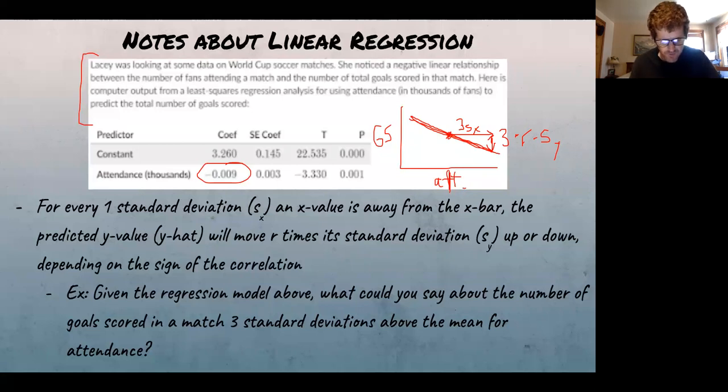So how would we want to phrase it? What could you say about the number of goals scored? The predicted number of goals scored in this match would be 3 times r times the standard deviation of y lower than y bar. Okay, so questions on that?